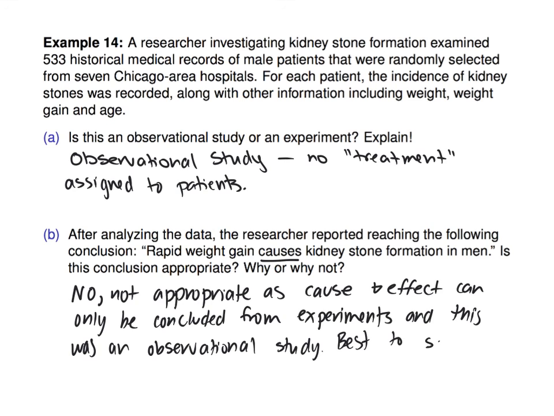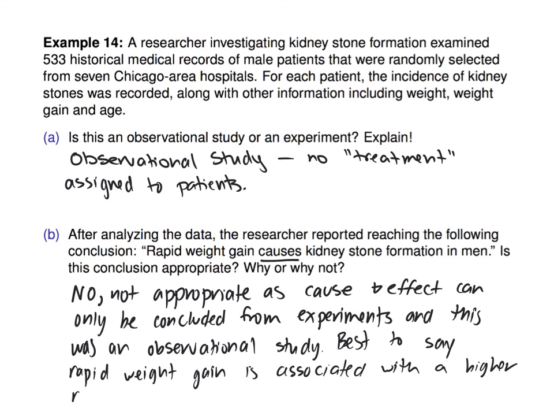It's best to say rapid weight gain is associated with a higher risk of kidney stone formation. That's all you can conclude, that there's a higher risk, not that one thing is actually causing the other. But these kinds of things might give you an idea of what kinds of stuff you want to study and what kind of experiments you want to do. So they can tell you where to go, but they cannot tell you cause and effect.